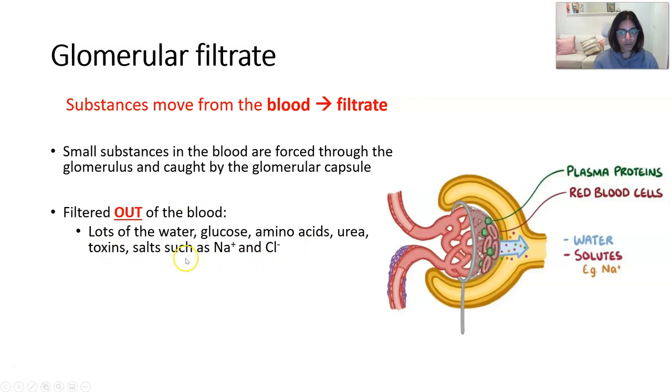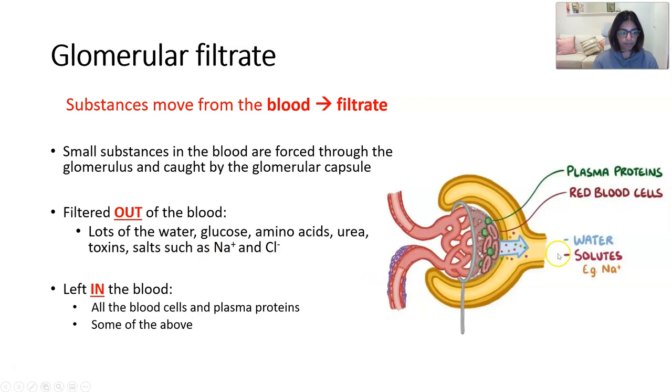Well, the reason for that is because filtration happens indiscriminately. All it knows to do is to keep big things in the blood and filter out the small things. What is left inside the blood are the big things, which are plasma proteins, the red blood cells, and some of these things that don't make it during this turnaround.